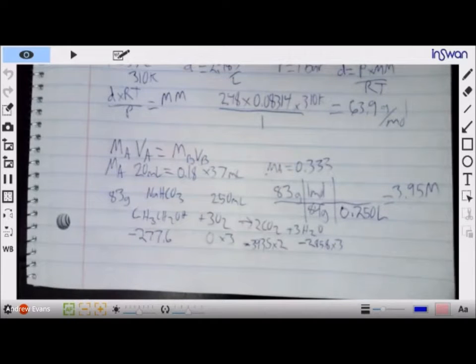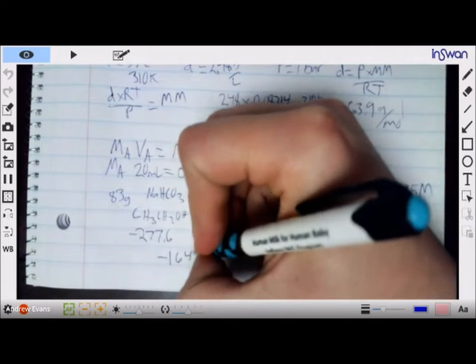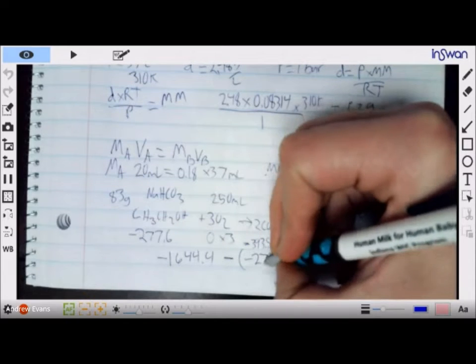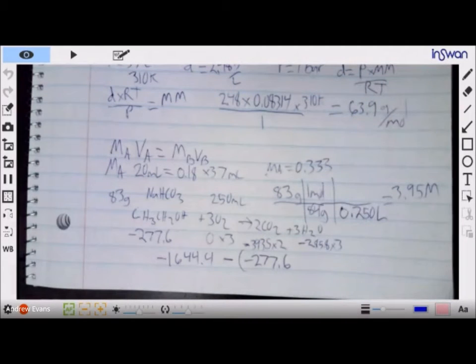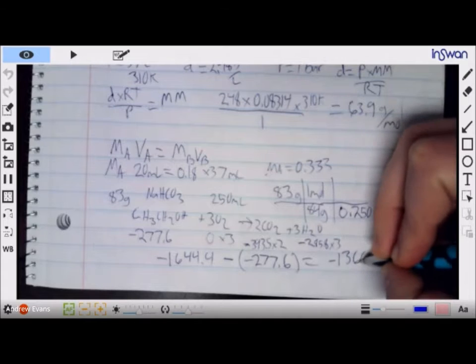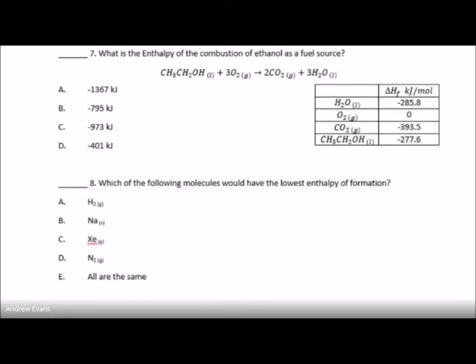So the products, 285.8 times 3 and 393.5 times 2 is negative 1,644.4 minus the negative 277.6 is the same as adding 277.6. So negative 1,366.8, which happens to be close enough to A, 1367.